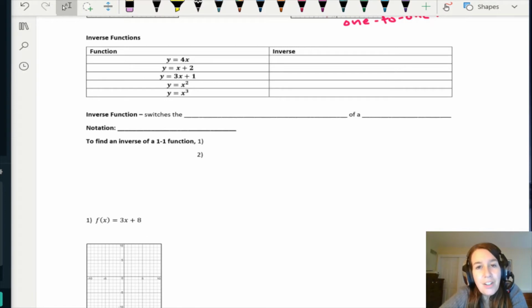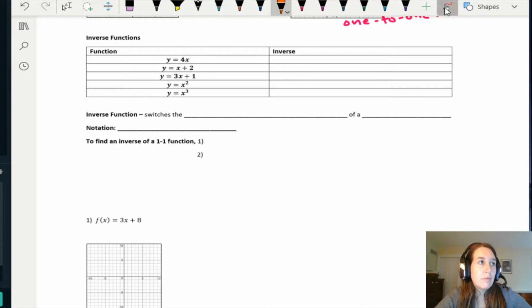Let's talk about functions and their inverses. So if we have a function y equals 4x, the inverse of that function is y equals 1/4 x. If we have a function y equals x plus 2, the inverse function is y equals x minus 2.